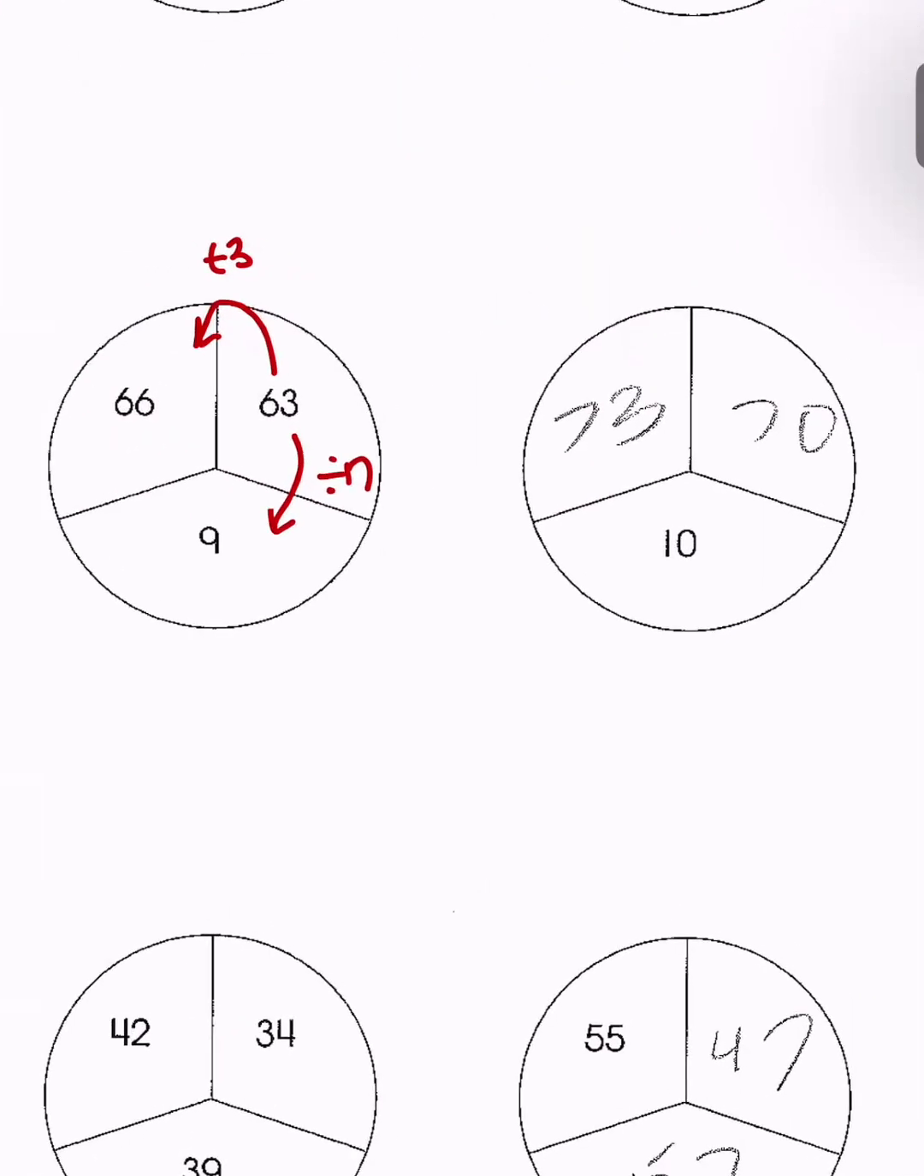Now then, since we had to divide by 7, that means we're multiplying by 7 this way. So 10 times 7 is going to give us 70. And then we're going to add 3 to 70, so that gives us 73.